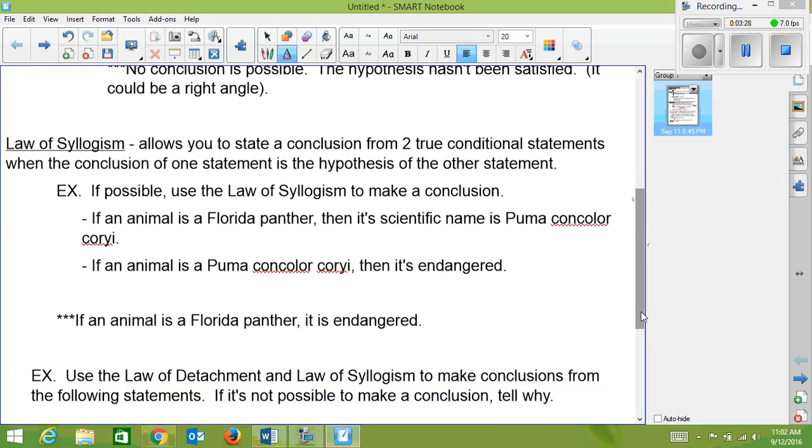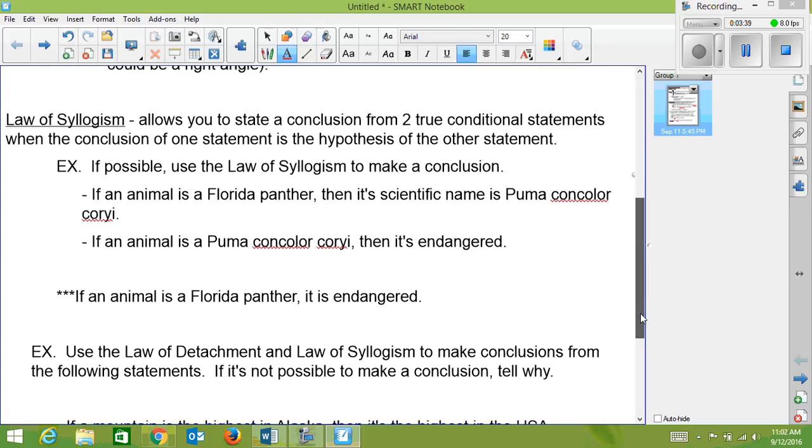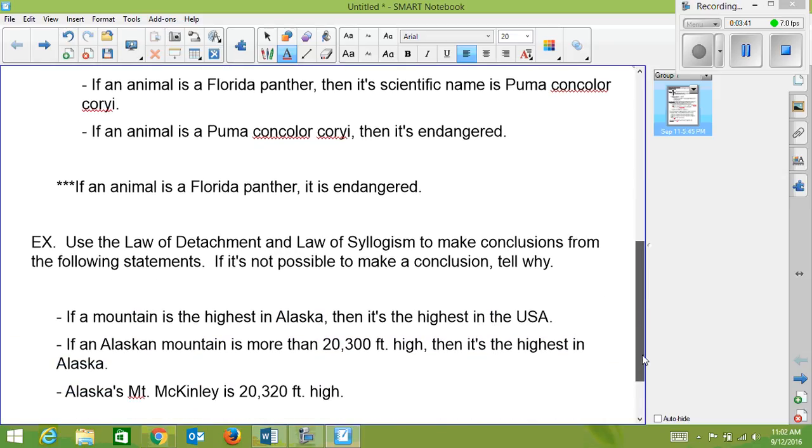One more example, use the law of detachment and the law of syllogism to make conclusions from the following statements. If it is not possible to make a conclusion, tell why. So here I have some statements. If a mountain is the highest in Alaska, then it's the highest in the United States. If an Alaskan mountain is more than 20,300 feet high, then it's the highest in Alaska. And Alaska's Mount McKinley is 20,320 feet high. So what conclusion, if any, can you make based on that information?